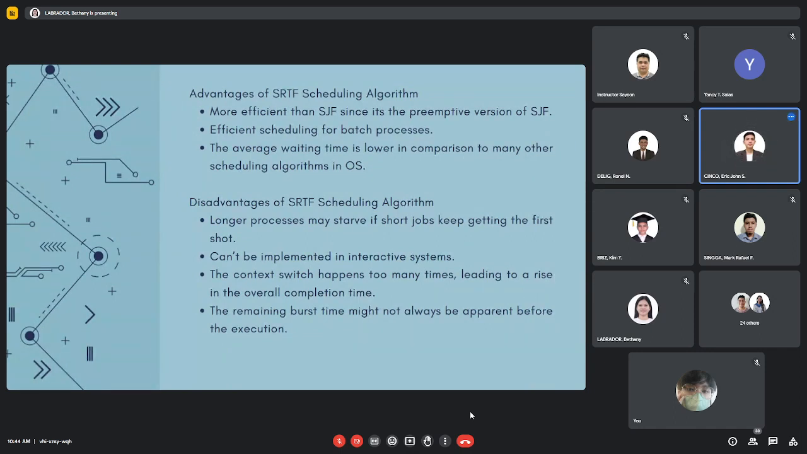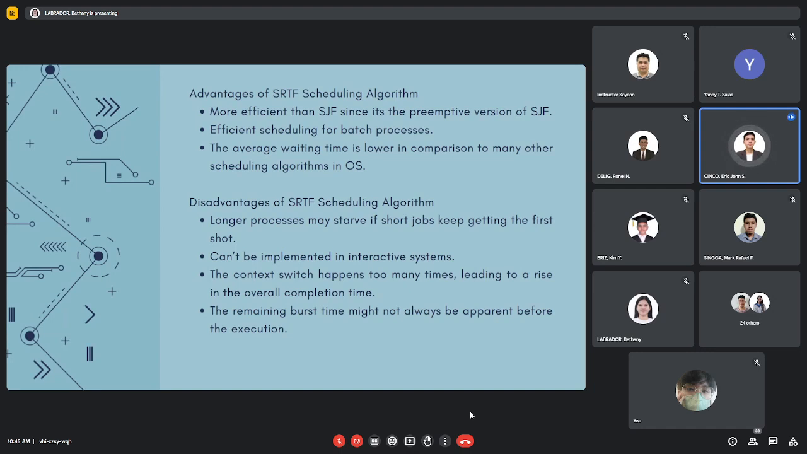And next are the disadvantages of the SRTF scheduling algorithm. Longer processes may starve if short jobs keep getting the first shot. SRTF can cause longer processes to starve. This happens because the scheduler gives priority to the process with a short remaining burst time. There are many preemptions, many interruptions between processes, so longer processes might have to wait a long time before they get a chance to execute.